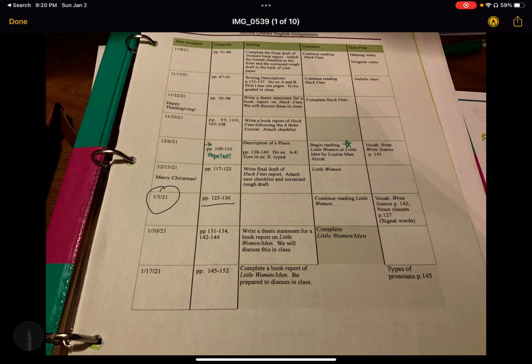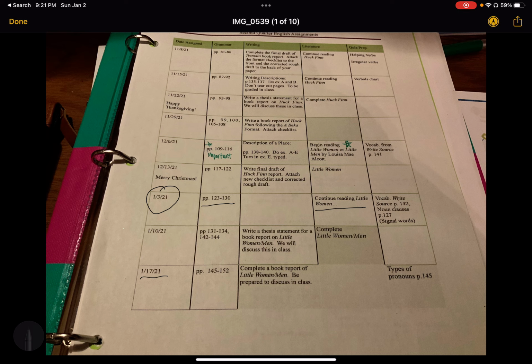You need to be moving through Little Women quickly because we're coming up on the assignment. The book report will be assigned here on the 17th and be due the following Monday. So you don't have much time left. Just read that.